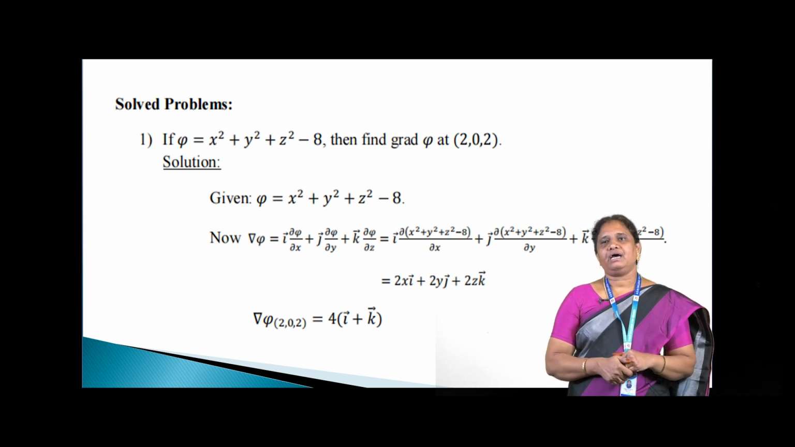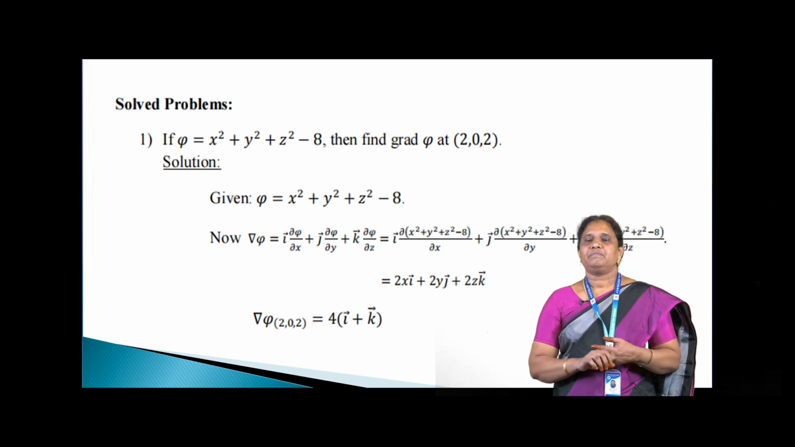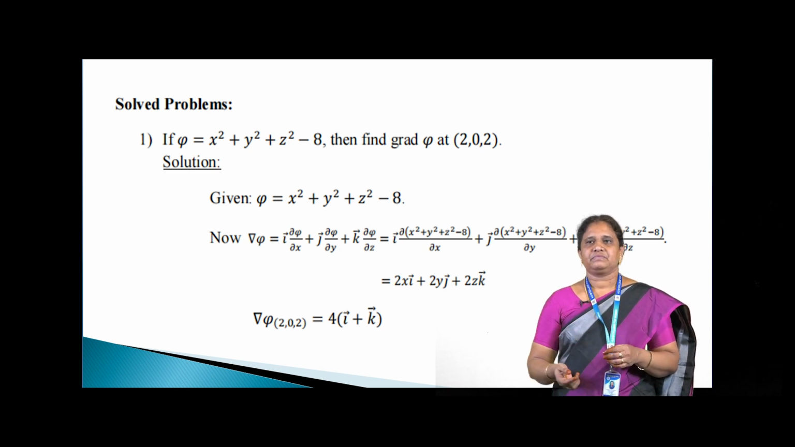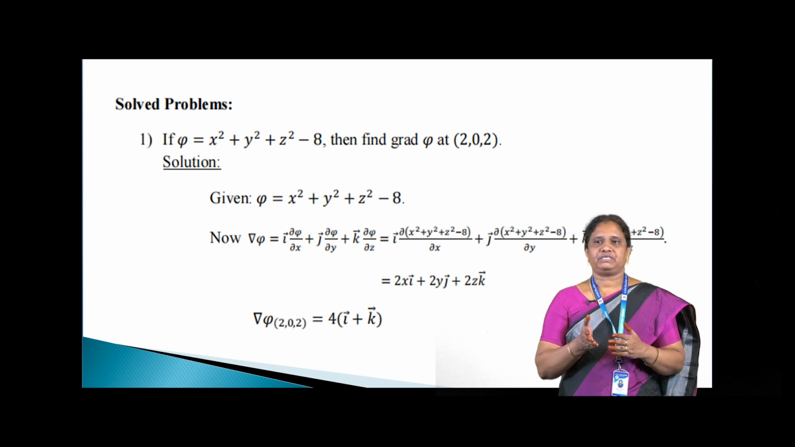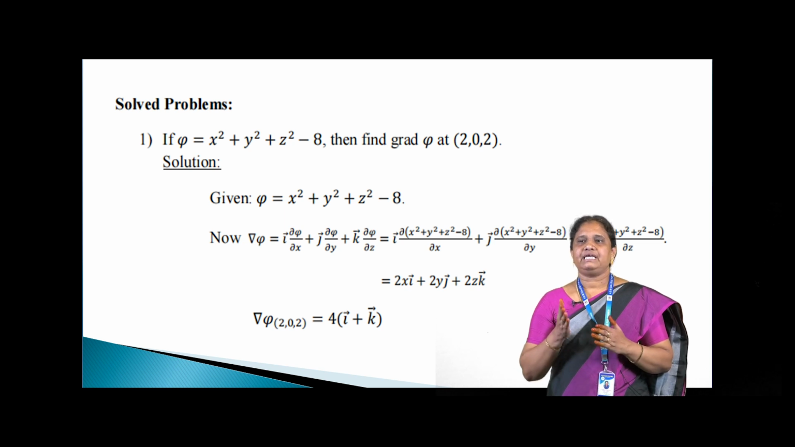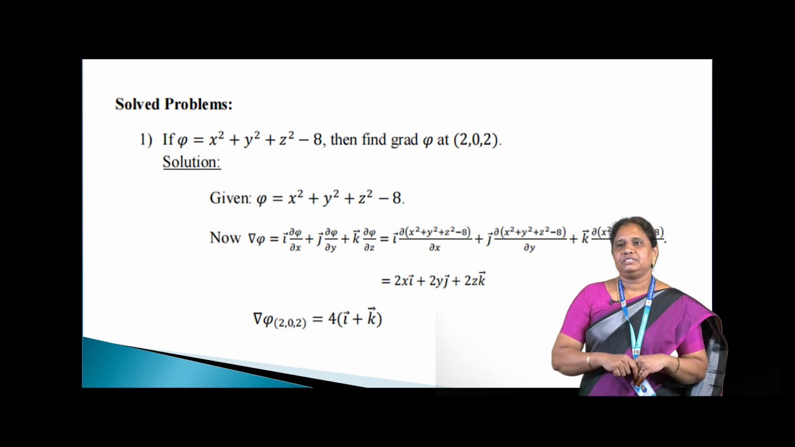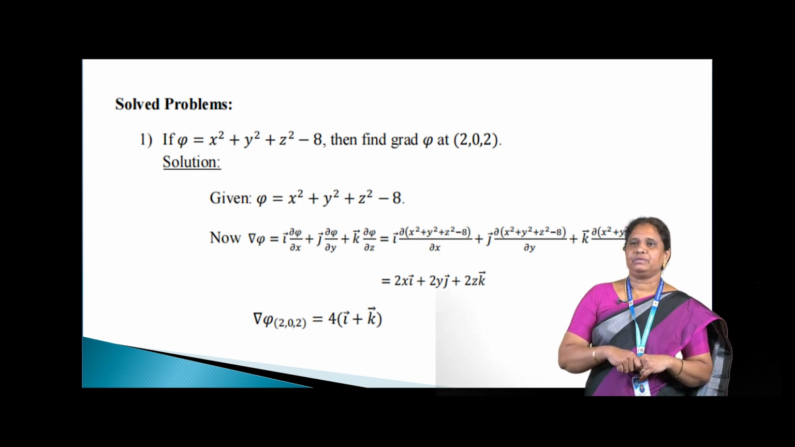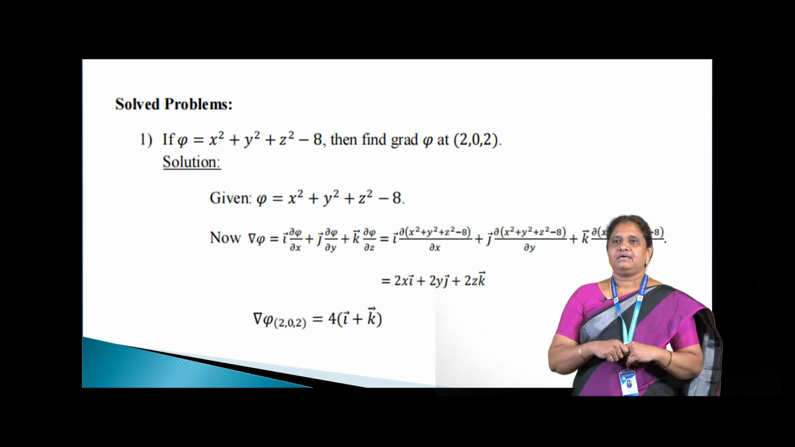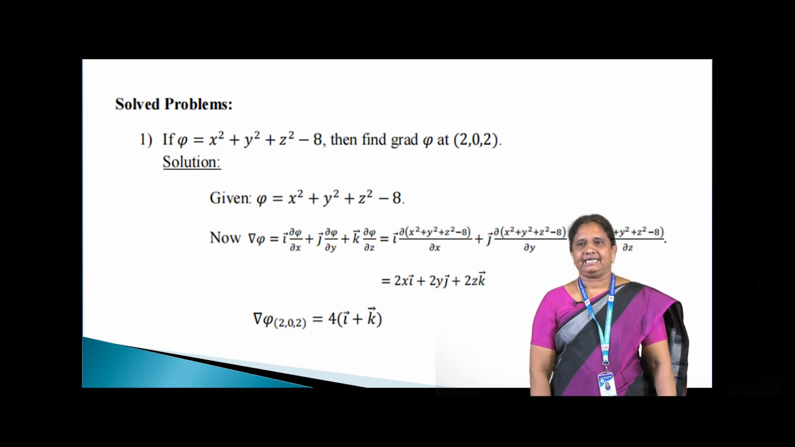Already we know the formula, that is i vector ∂phi/∂x plus j vector ∂phi/∂y plus k vector ∂phi/∂z. Then we have to substitute the phi value in each and every term. That is the coefficient of i vector, that is the ∂ of the given phi divided by ∂x, plus j into ∂ of the given phi divided by ∂y, and k vector into ∂ of phi divided by ∂z. So the first term we have to differentiate with respect to x, and in the first term only x value is present.